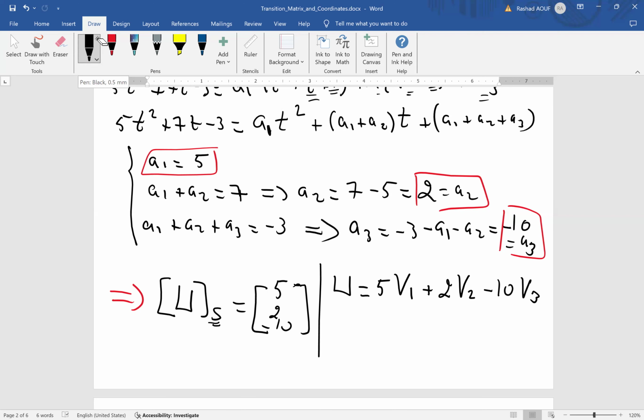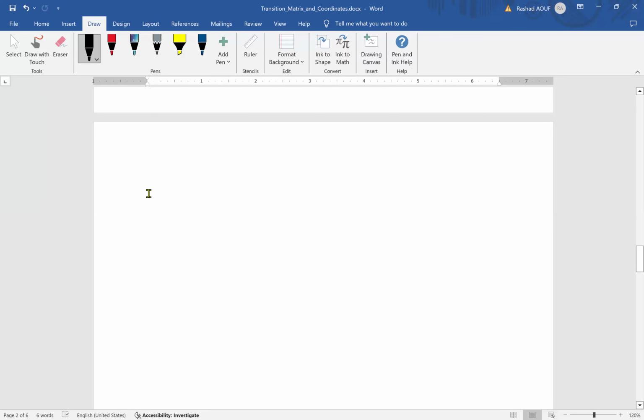Let me now talk about the transition matrix. What do we mean by transition matrix? The idea of the transition matrix comes from what I said about coordinates: we say with respect to basis S because we may have more than one basis.